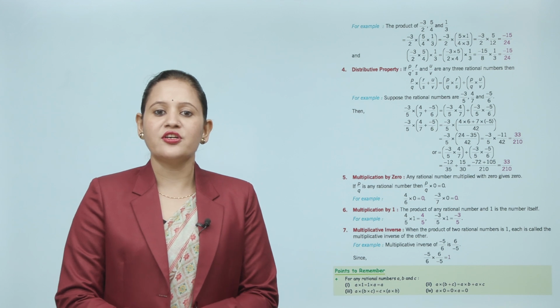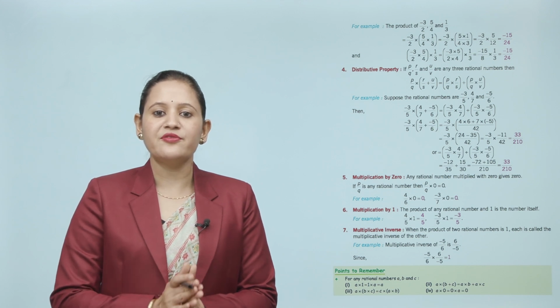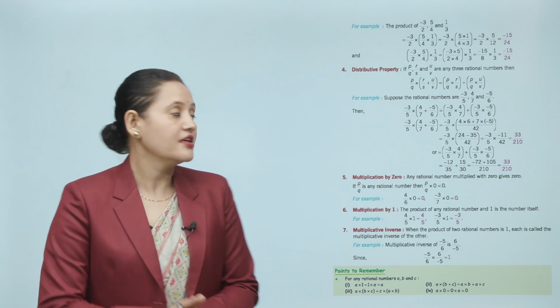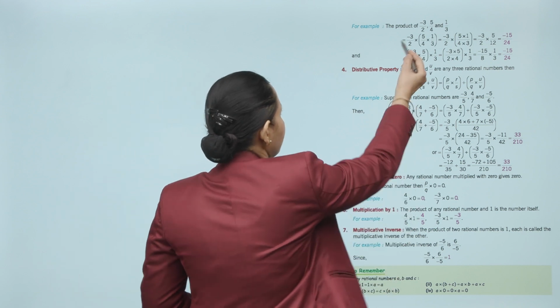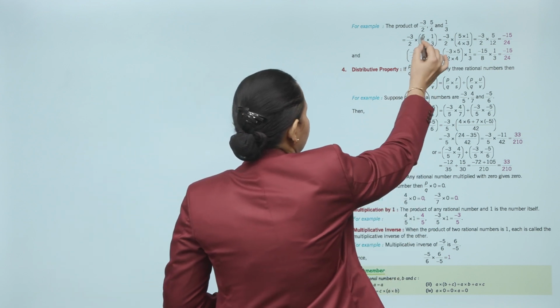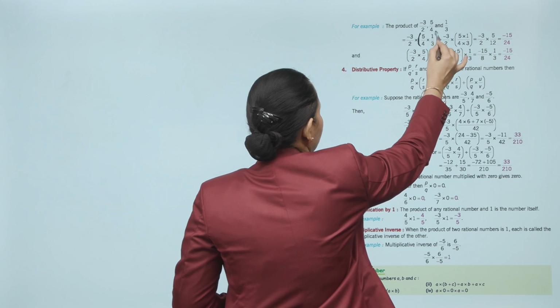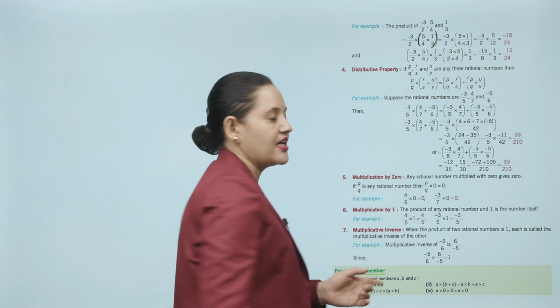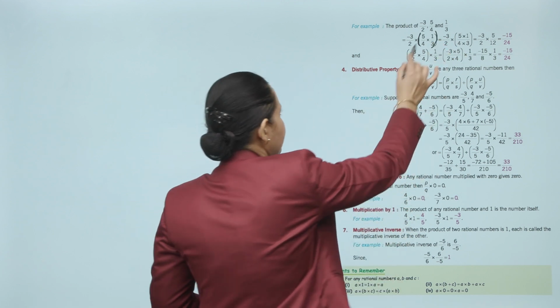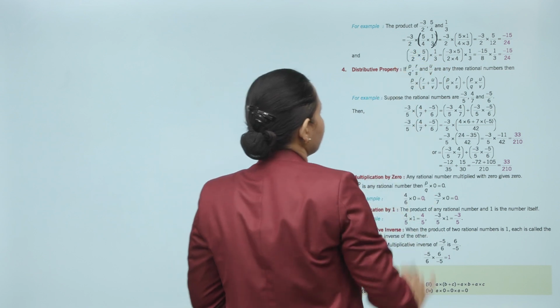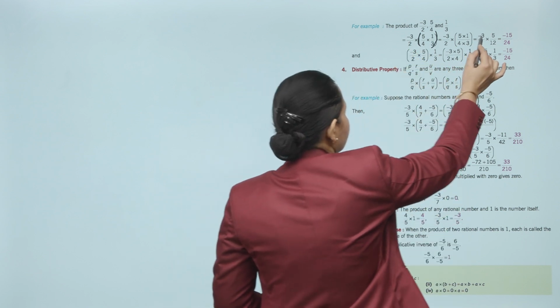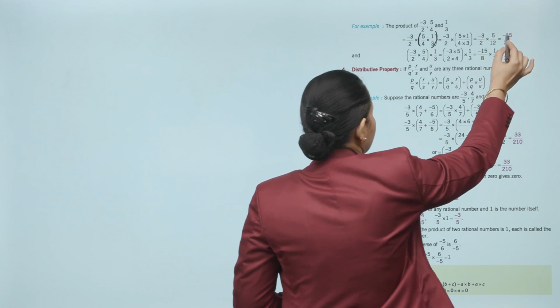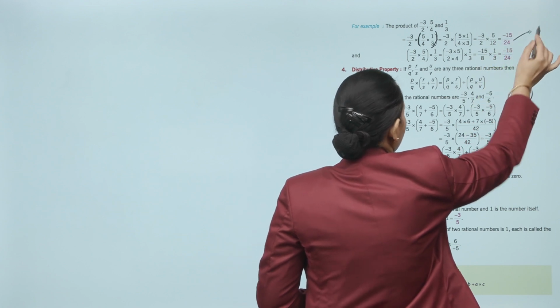Example लेते हैं. The product of minus 3 upon 2, 5 upon 4 and 1 upon 3. So minus 3 upon 2, we have done the grouping 5 upon 4 and 1 upon 3 की. पहले हम इनको multiply करेंगे, then we will multiply the product with minus 3 upon 2. So minus 3 upon 2 multiplied by 5 upon 12, that is minus 15 upon 24.